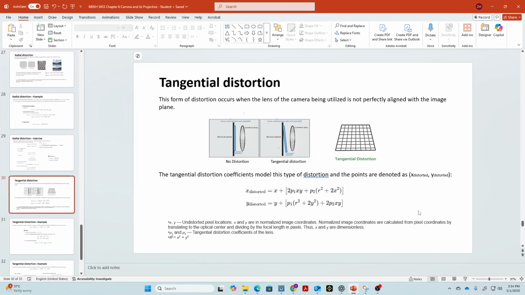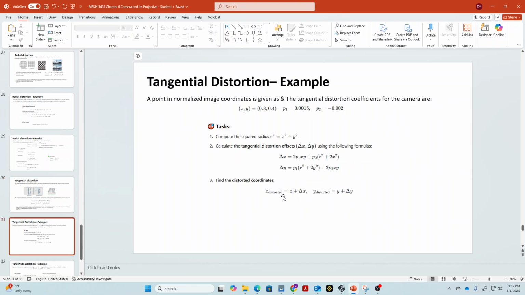Next is the tangential distortion. This distortion occurs when the lens of the camera is not perfectly aligned with the image plane. You can see that this is the output for the tangential distortion. The tangential distortion coefficient model is in this position, and the points are denoted as this. This is the model. You need to know again that r^2 is equal to x^2 plus y^2, and the rest are the values that you need to find out.